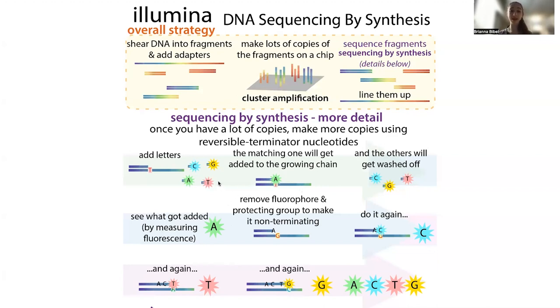By measuring the light given off by the letters, they each have a different light, so you can see what got added. And then you can remove that fluorophore and the protecting group so that it's non-terminating. So now that 3' OH is free again. And then you can go and add the next letter, and you can do this again and again in cycles.